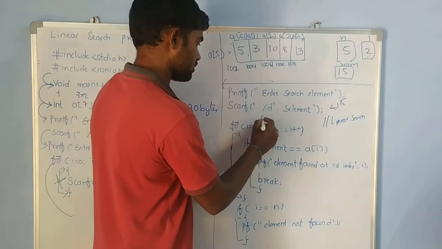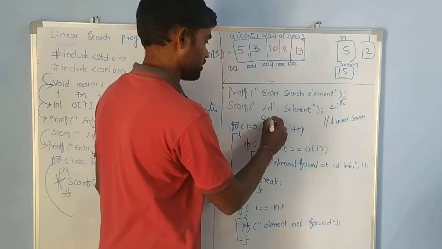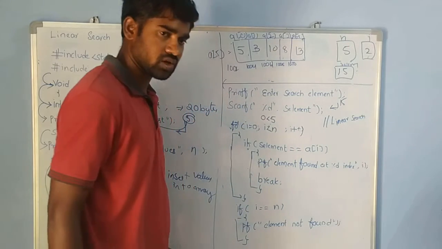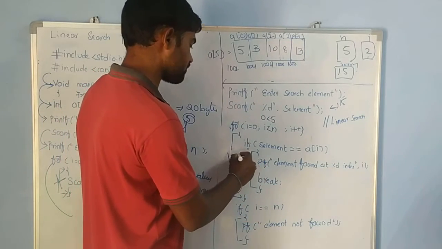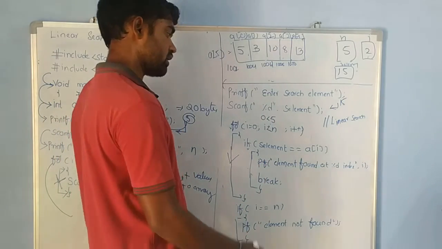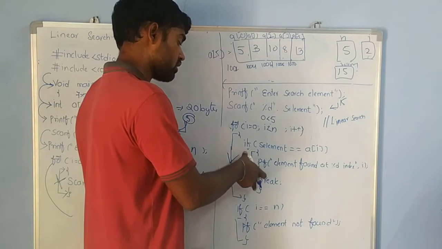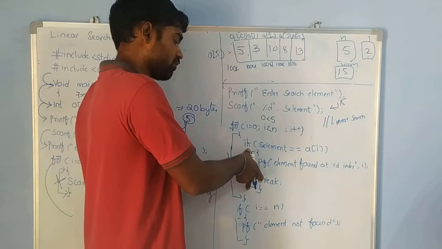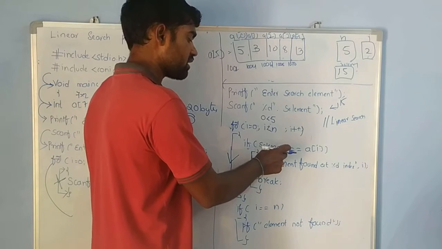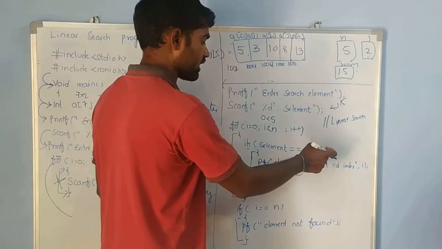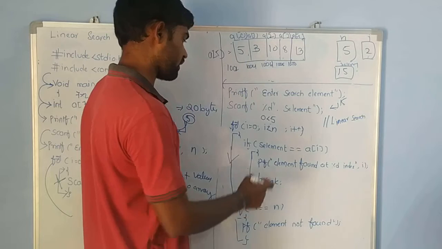Now, 0 is less than n. N is equal to the size, which is 5. Now 0 is less than 5. Is the condition true or false? The condition is true. When the condition is true, the block of statements is executed. In this for block, we have another block called if, where the search element is compared with A of I, a list of the array.